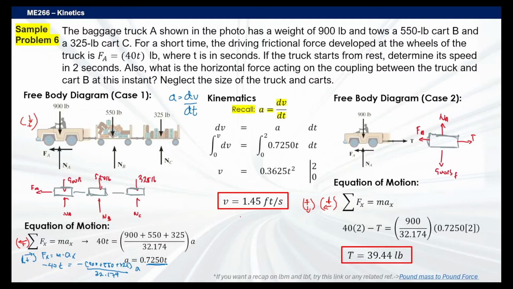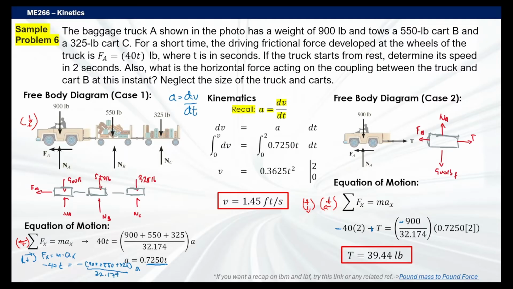Now, if we use our convention, which is the one we normally use on our problems, you would still arrive at the same thing, because T here would be positive, 40 times 2 here will be negative, then our 900 here will be negative. So let me just change color. We're going to use our convention. It's going to look something like this. It's going to be negative. This is going to be positive. This is going to be negative. And it still balances out. You will still get the answer of 39.44 pound force. Okay?